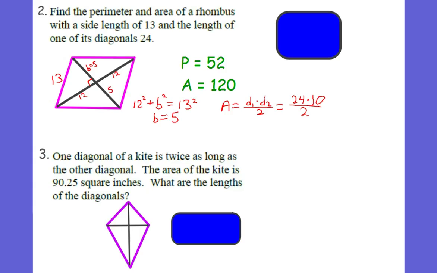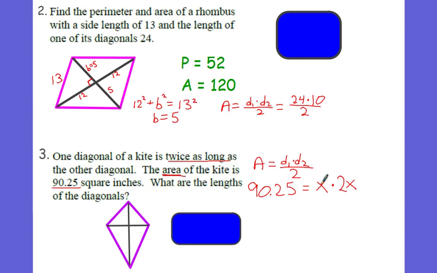Okay, let's start with just writing the area formula for a kite: d1 times d2 all over 2. Let's see what we can fill in here. They actually give us the area in this problem, so let's plug that in. So area is 90.25. It doesn't give us the actual length of either diagonal, but it does tell us one of the diagonals is twice as long as the other one. If you just name one of your diagonals, like let's say one of them is called x, well, the other one I could call 2x, right? If one diagonal is twice as long as the other one. So that's what I'm going to do.